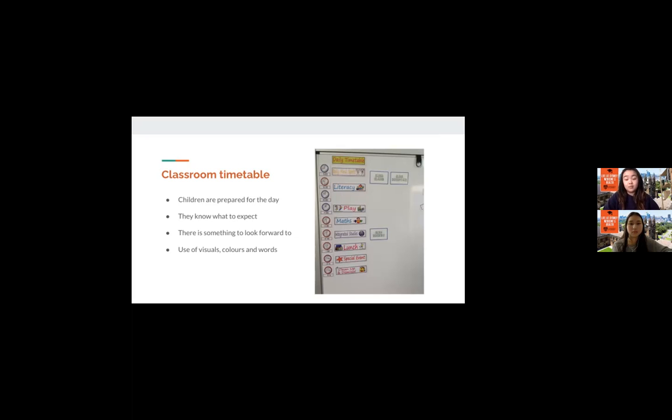A child may not want to move on if they're really enjoying their current activity, such as sport or playtime. A visual timetable will help them understand what they need done before the end of the day. This also really helps with encouraging full participation in a classroom setting.